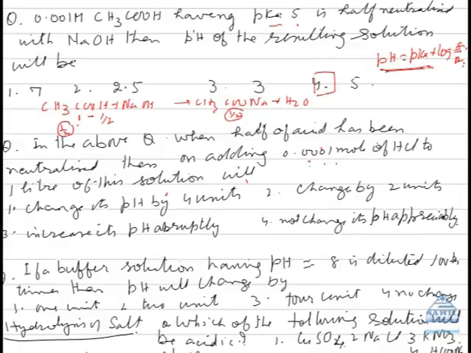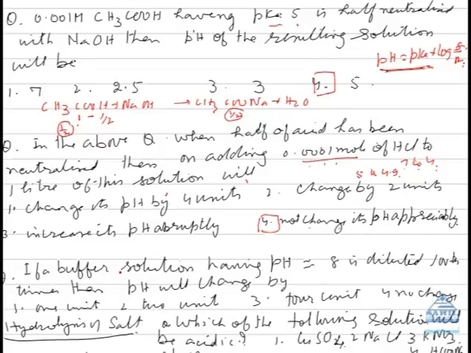Dear student, if this acid is added to water, that will change the pH of the solution from 7 to 4. But in this case, since it is a buffer solution, the pH will not change. If at all it will change from 5 to 4.9. Whereas in water it changes from 7 to 4. Hence the answer will be, does not change its pH appreciably.